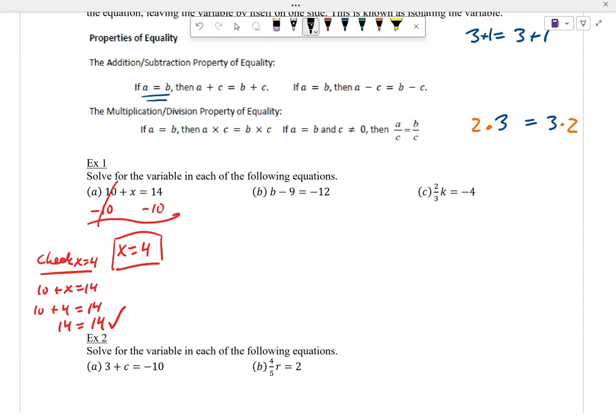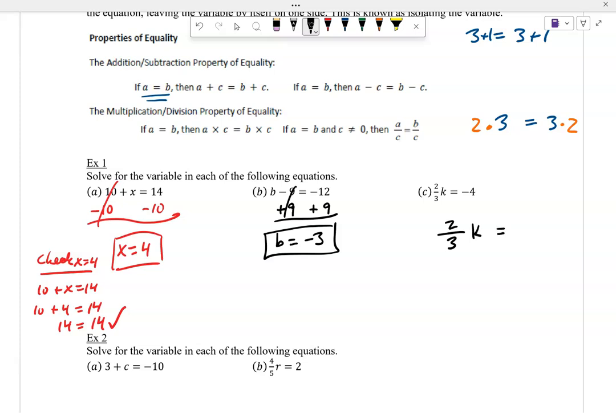Let's look at this next one here, b minus 9. So I'm going to do the opposite of that minus 9. I'm going to add 9 so that b is all by itself. If I add 9 to that side, I got to add 9 to the other side. So b ends up being negative 12 plus 9, negative 3. And of course, you could check that as well. Let's do the next one.